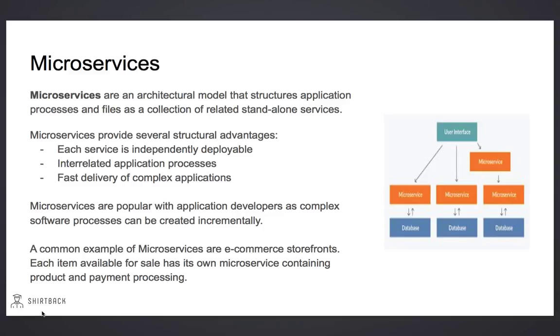Microservices are an architectural model that structures application files in collections of related standalone services. Microservices provide several structural advantages. Each service is independently deployable. They are interrelated application processes, and they provide fast delivery of complex applications.